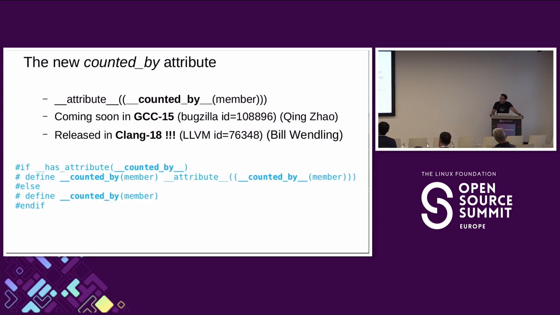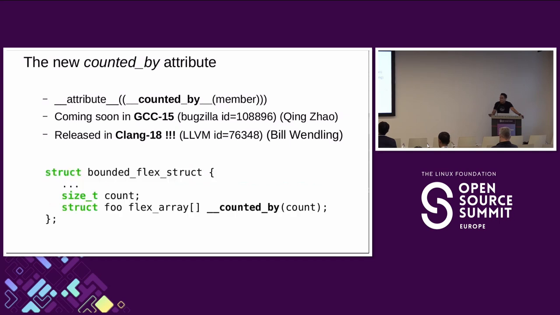In the kernel, we have macros for everything, so that's what we use in the kernel. If you take a look at kernel code, you are going to see these sort of annotations, right? So that's what you should use in the kernel.